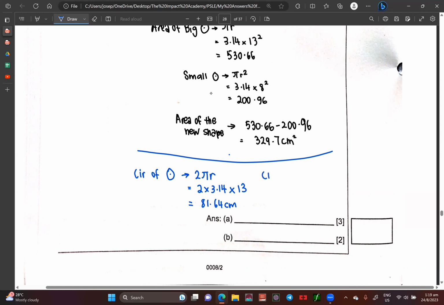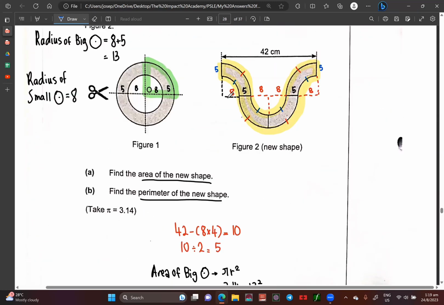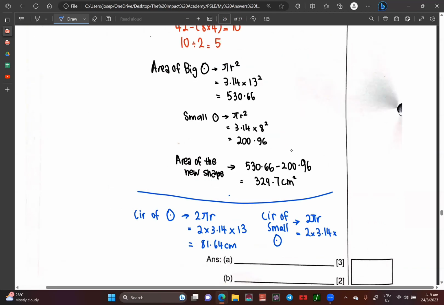The other one will be the circumference of the small circle. We will simply have to do 2 pi r as well. So we do 2 times 3.14 times the radius. For the small circle, it is actually 8. So we are just going to times 8 over here. When you do that, you get an answer of 50.24 cm. So that is the circumference of the small circle.